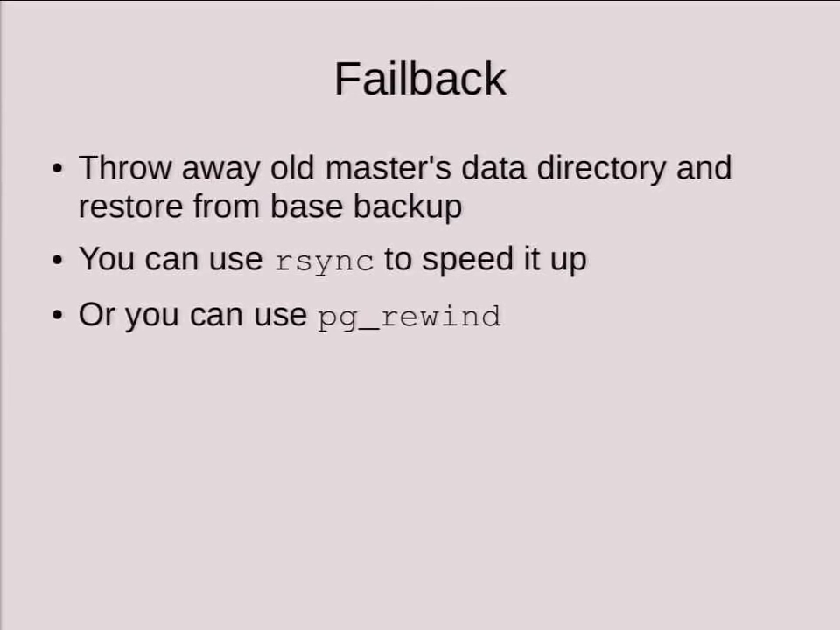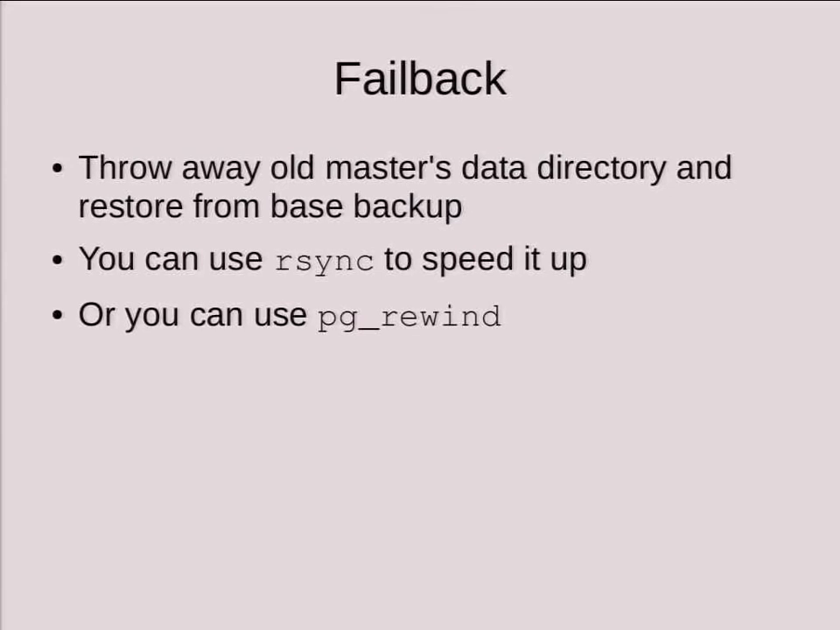In previous versions, it's always been a problem. If you do the failover to your standby server, and now your old master gets back up again, maybe you upgraded the binaries or something, how do you fail back to that server, reversing the roles of the servers again? The old answer was that you have to throw away the dead master's data directory and restore from a base backup. And that's pretty slow if you have like a 10 terabyte database. It's not really feasible in many cases.